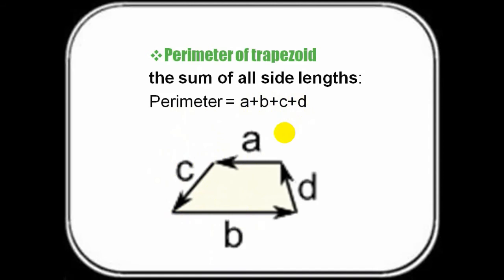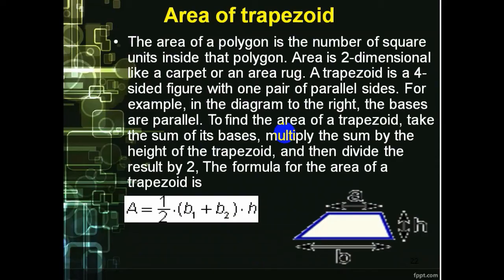But the area formula is different for each geometrical figure. So the area of a trapezoid will be equal to the sum of the bases, meaning the parallel sides, multiplied by the height, divided by 2. The area of a polygon is the number of square units inside that polygon.